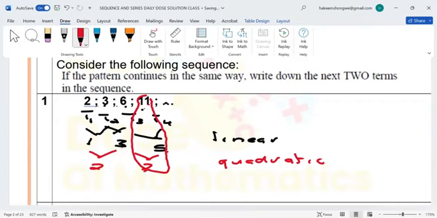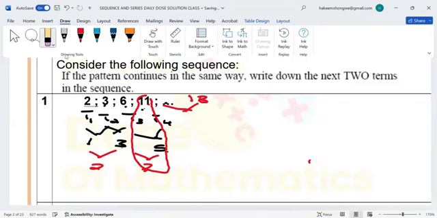We get 18. So we say we have 18. After that, we say 18 minus 11. What is 18 minus 11? We get 7. So here we get 7. And then we say 7 minus 5. We get 2.